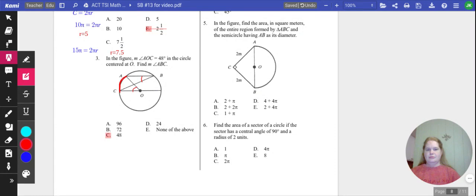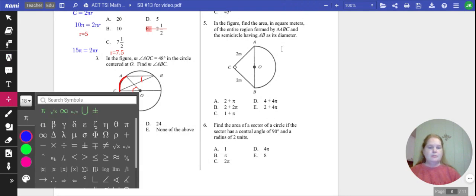All right, number 5. In the figure, we're going to find the area in square meters of the entire region formed by the triangle and the semicircles. That's the whole picture. We want its area. Now, how are we going to do that? Well, we're going to use some things that we already know, like the Pythagorean theorem. Over here is a right triangle, and we know the Pythagorean theorem: 2 squared, that's a squared, plus 2 squared, that's the other side, b squared, equals c squared.